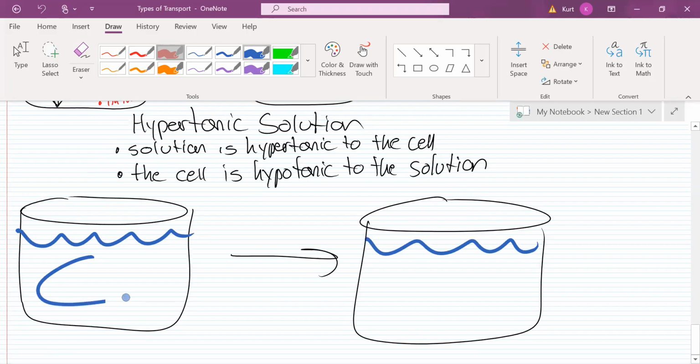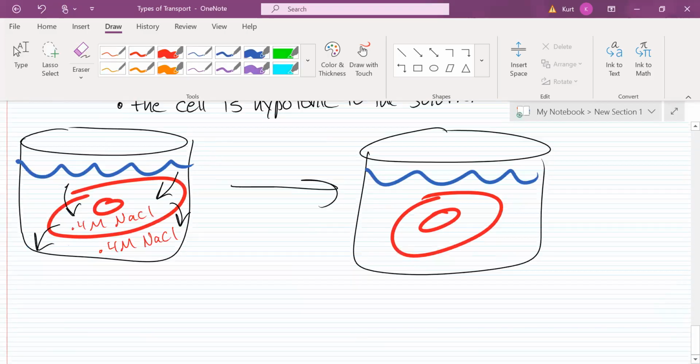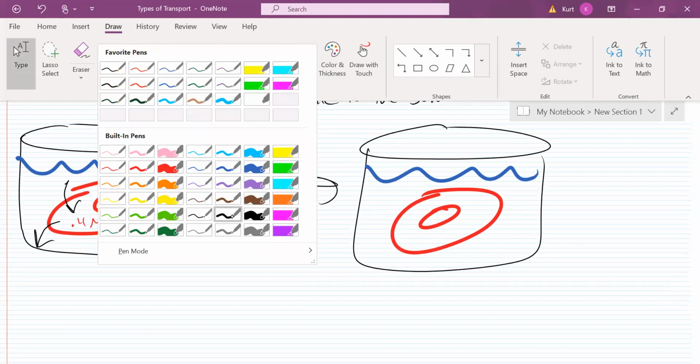We have our cell. Oop, wrong color. We have our cell, and inside the cell is 0.4 molar sodium chloride, and in the solution is 0.4 molar sodium chloride. This would be equal. Now, diffusion doesn't necessarily stop, but what does happen is for any water that diffuses out, you have the same ratio of water diffusing in. Same ratio diffusing in, same ratio of water diffusing out. And so the cell really doesn't change. It's still going to be the same. This is known as being isotonic.